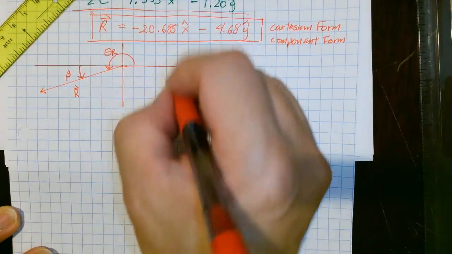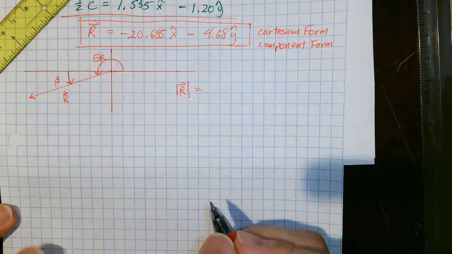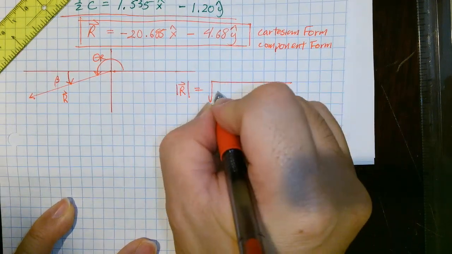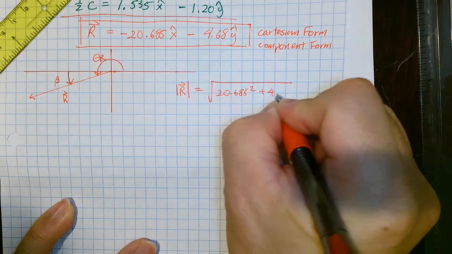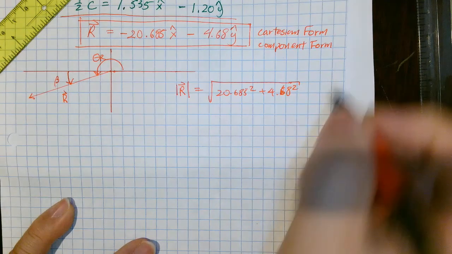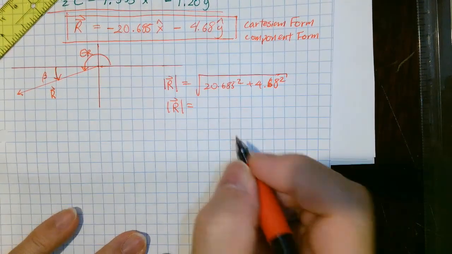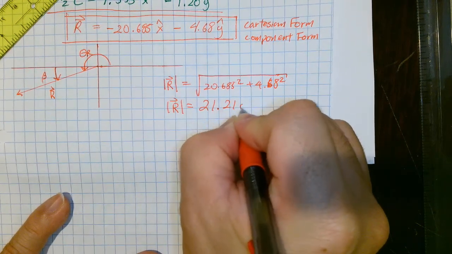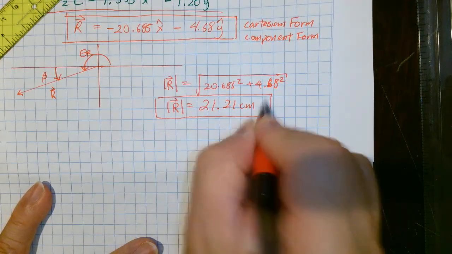Well, let's do the magnitude of R first. To figure out the magnitude of R, all we have to do is find the square root of 20.685 squared plus 4.68 squared. And if you do that, your resultant vector magnitude comes out, I believe, to 21.21 centimeters.